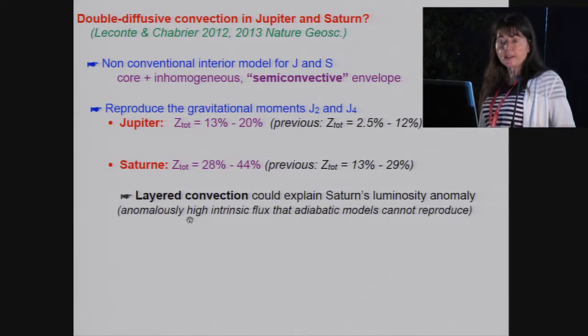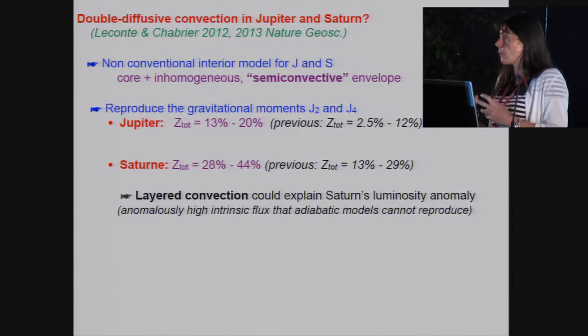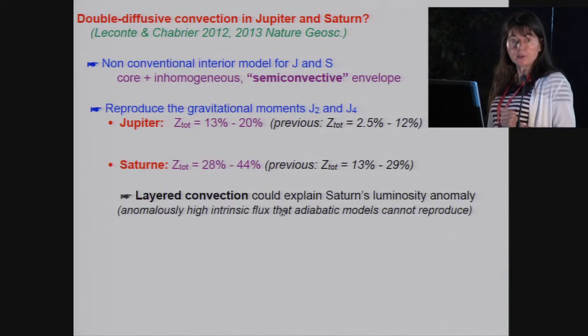The other interesting thing is that because layered convection prevents the flux, the thermal heat, from escaping your planet, the luminosity of Saturn at its age with a double diffusive convection model is higher than with a fully adiabatic model. And you could solve a big puzzle in Saturn's life, which is that the luminosity of Saturn is much higher than what current standard fully adiabatic models can predict. So that's a very interesting idea.